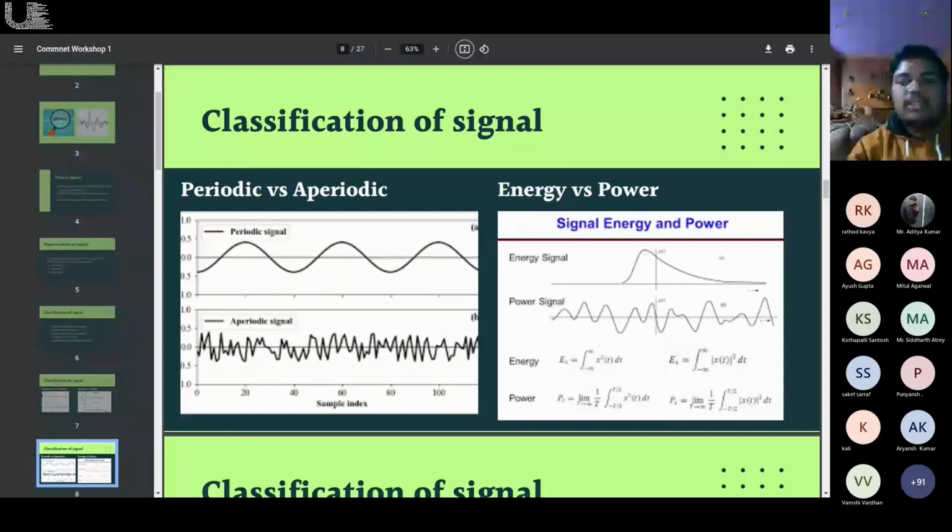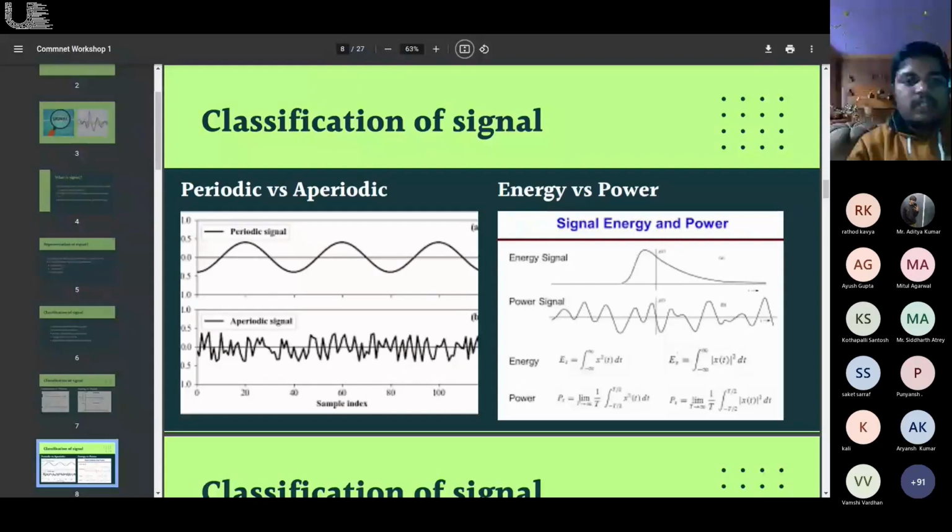Does anyone have a doubt? If anyone has a doubt, you can ask. It's a little bit tricky. Don't hesitate, okay? So everyone understood, right? What is an energy signal and a power signal? Yes, Bhaiya. All right.